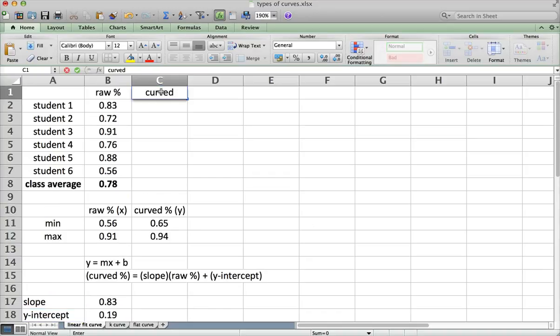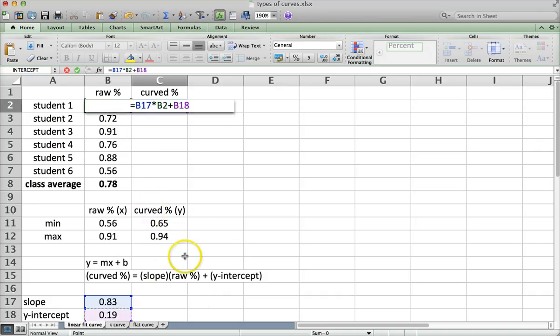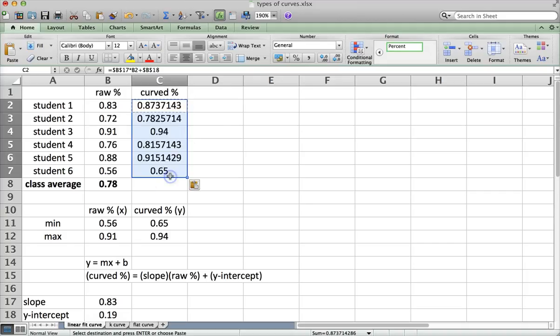So now I'm going to calculate the curved percent, and I'm going to use this equation. So equals slope. I click on the slope cell with that value, I reference the cell, times raw percent, that's this for student 1, plus the y-intercept is this. And I have to fix these two references because when I copy my formula down, I don't want those references to move down. So I'm going to put the dollar sign in front of the letter and the number. I hit enter, and then I copy this down. And you can make it a percentage, obviously, if you want.